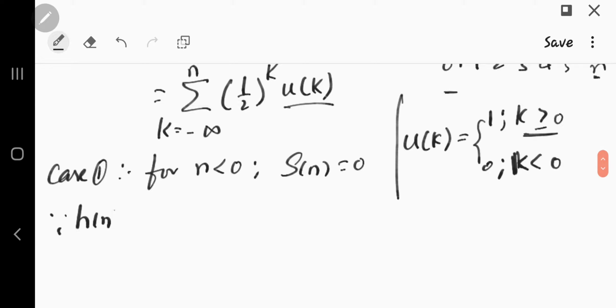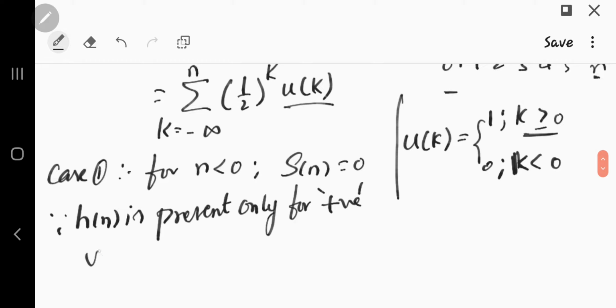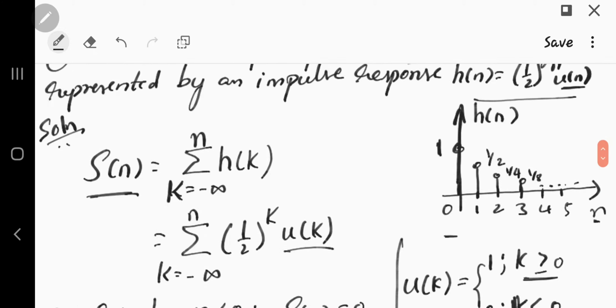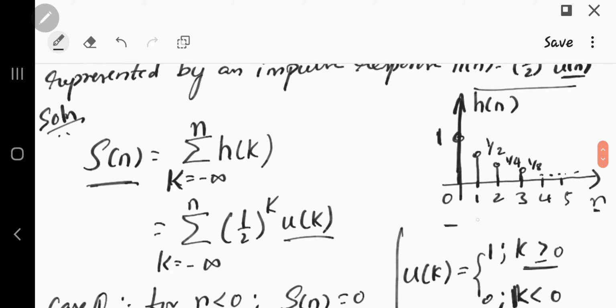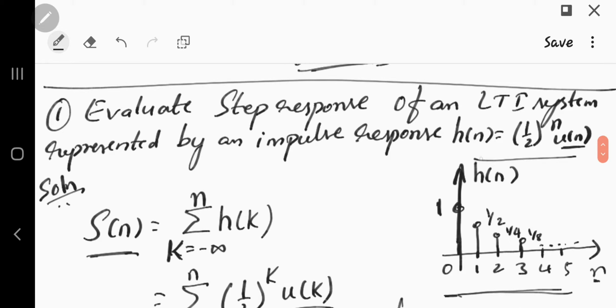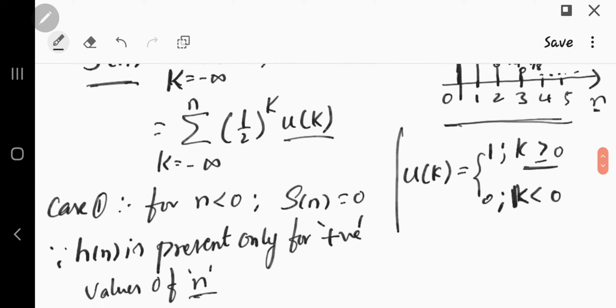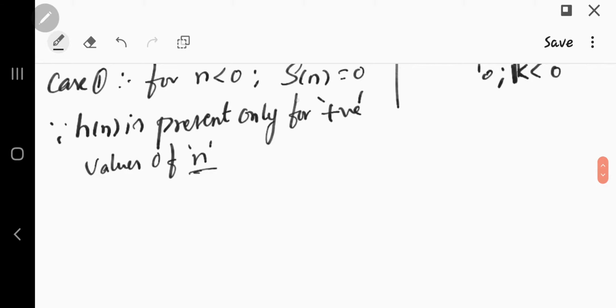Because h of n is present only for positive values of n. So this signal is your reference. You can take it like this. It is given as 1 by 2 to the power of n into u of n. So u of n is present for only positive values of n. Therefore, h of n is also present only for positive values of n. Based on this, we can write for n less than 0, s of n is 0.